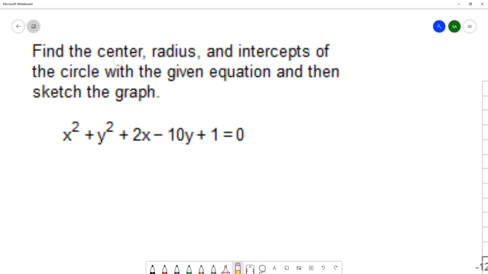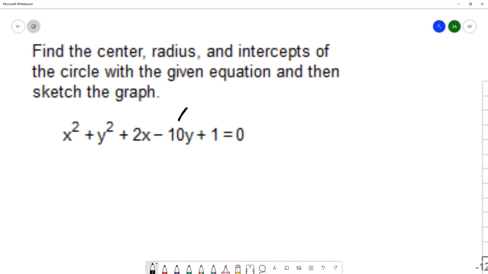Find the center, radius, and intercepts of the circle with the given equation and then sketch the graph. Our equation is x squared plus y squared plus 2x minus 10y plus 1 equals 0. So this is the equation of a circle, and this equation is written in the general form.